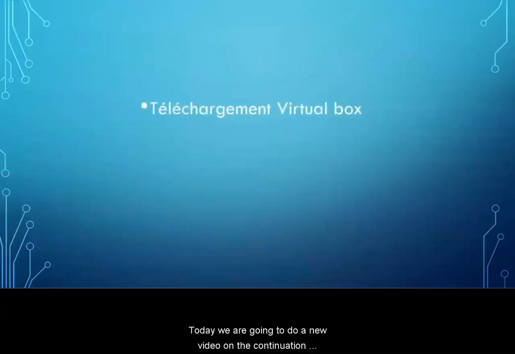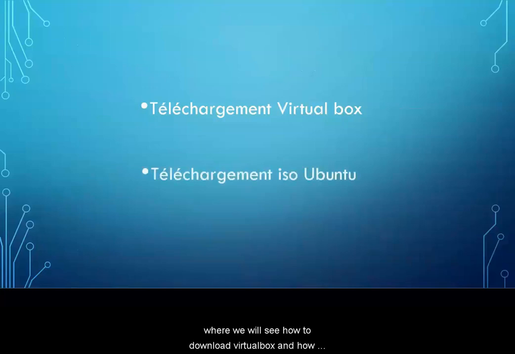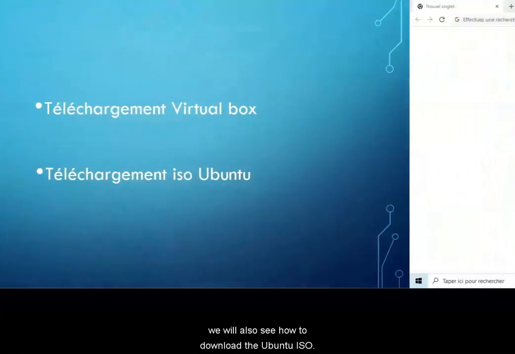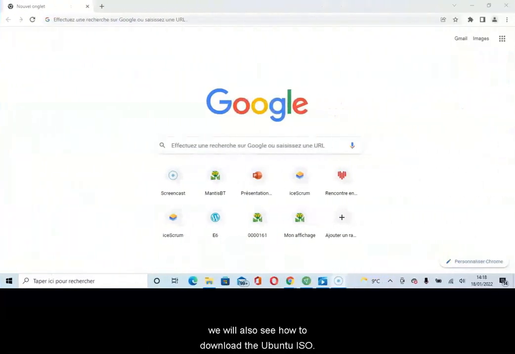Today we are going to do a new video on the continuation of the Virtualbox course. In this video, we will discuss two things. The first one, where we will see how to download Virtualbox and how to install it. We will also take the opportunity to discover the interface of Virtualbox, and in the second time, we will also see how to download the Ubuntu ISO, which will be the ISO of the virtual machine that we will use to set up the virtual machines on the physical machines via Virtualbox.